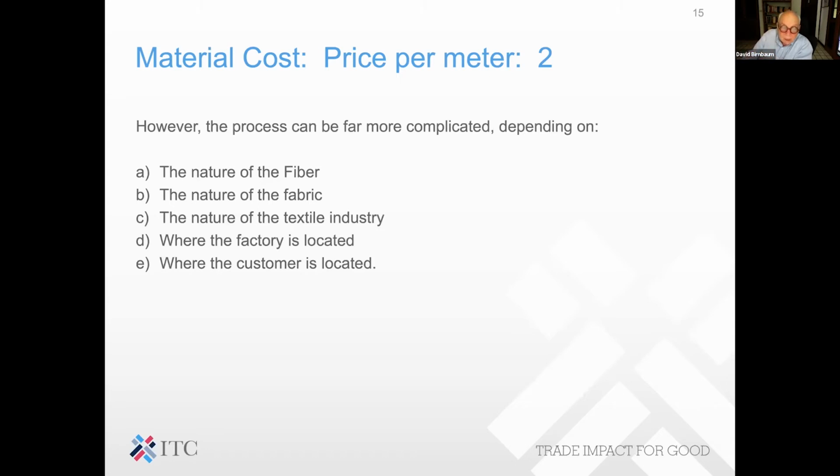Where the factory is located, where the customer is located. We have free trade agreements. If there is a free trade agreement, the factory that is located in the free trade zone has a benefit, provided the fabric comes from that free trade zone. So if the customer is in the free trade zone and the factory is in the free trade zone, they have an advantage. All of these are important factors that have to be taken into consideration.